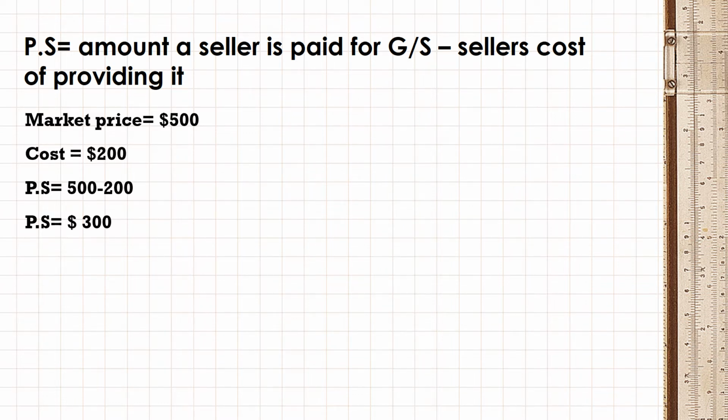Now don't confuse producer surplus with profit. It's not profit. Generally, surplus refers to something which is left over, or anything in excess once it has served its requirements. But profit is calculated via total revenue minus total cost. And remember, in this cost, which is 200, the seller has already included its profit margin.